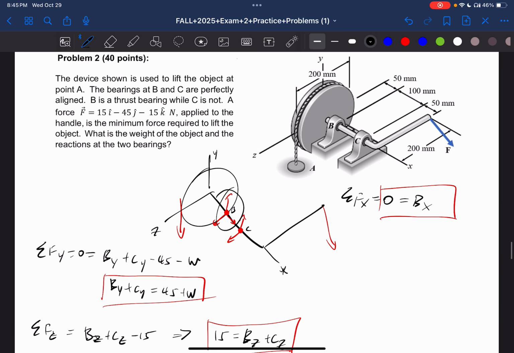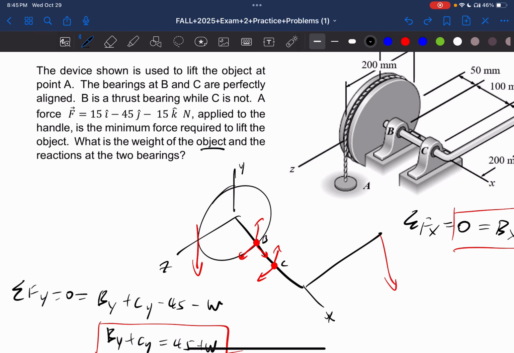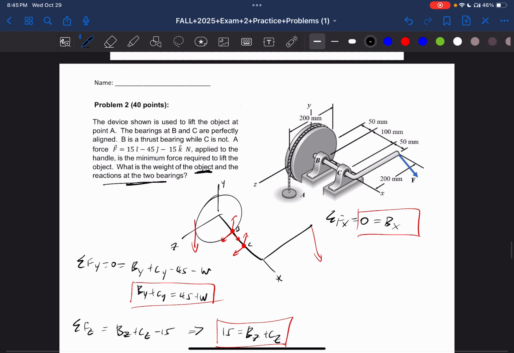There's a lot of forces at B. Let's do the sum of the moments at B then. Actually, let me think. How do we want to approach this? What are we trying to find? Okay, so the goal of this is, what is the weight of the object and the reaction of the two bearings?